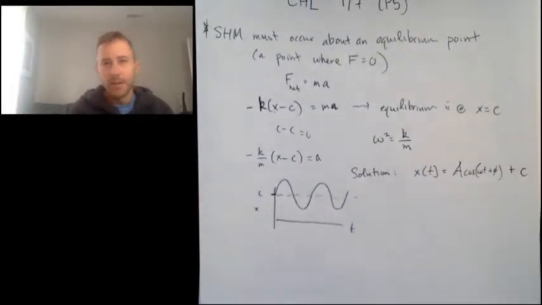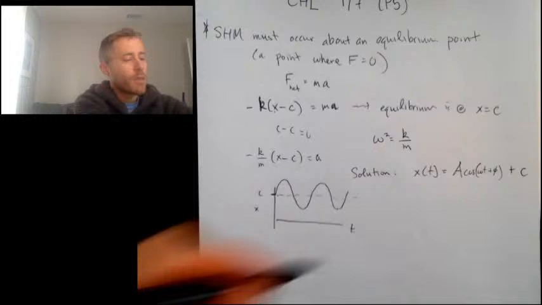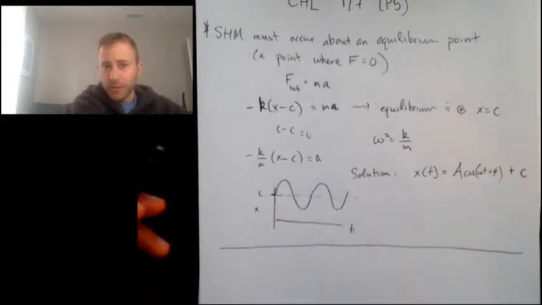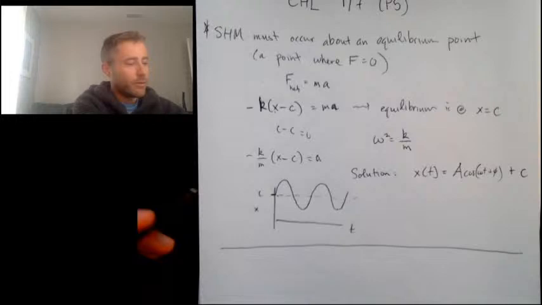So yes, you can have shifted simple harmonic motion. It still counts as simple harmonic motion. The oscillation has to occur about an equilibrium point.